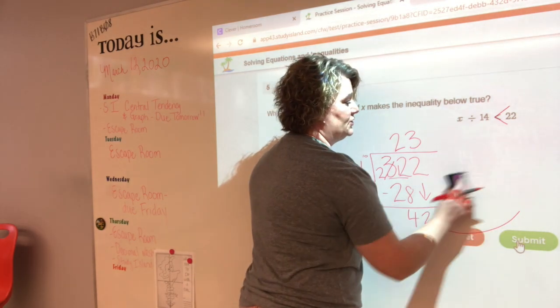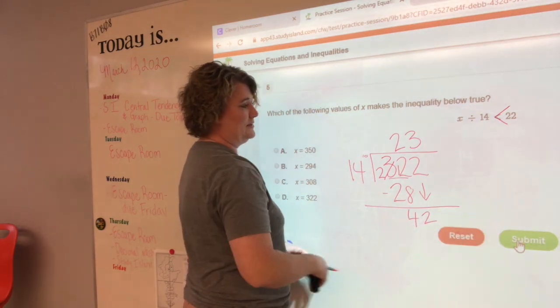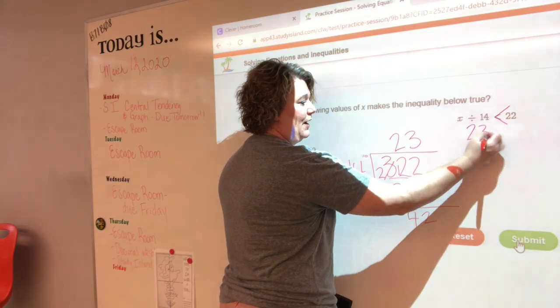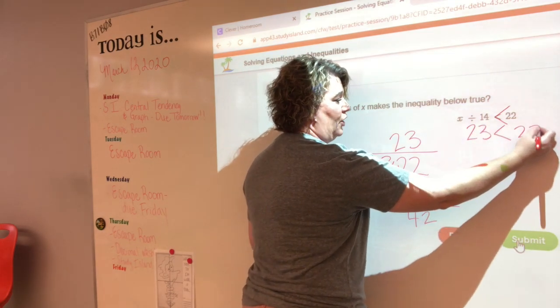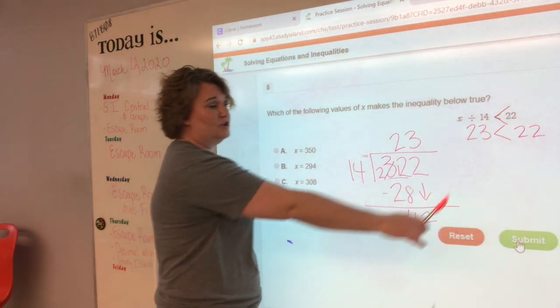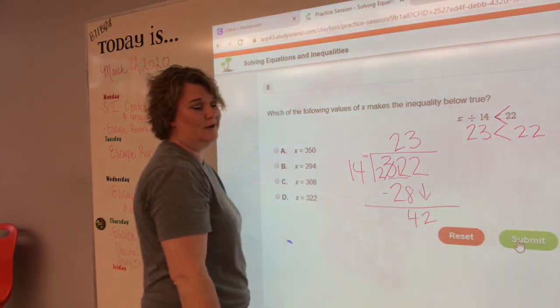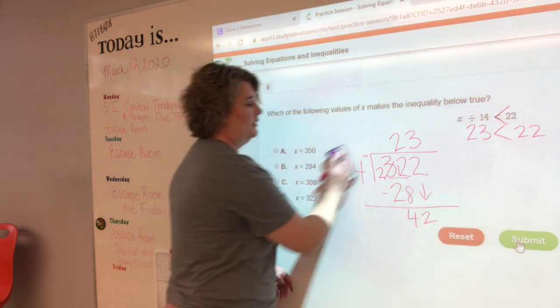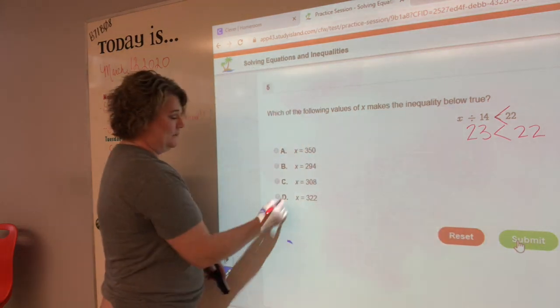Now let's plug our answer into our equation and see if it would make sense. If I put 23 right here, and the big mouth opens to 22, do you agree that 22 is bigger than 23? Absolutely not. That's not right. So it cannot be D.